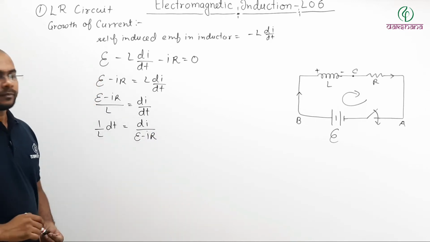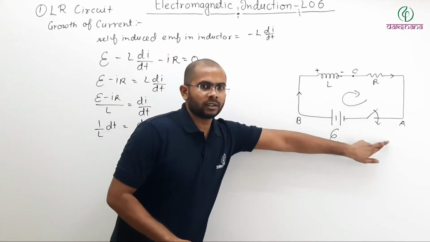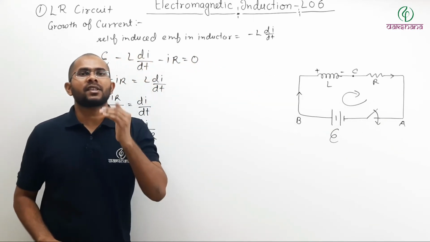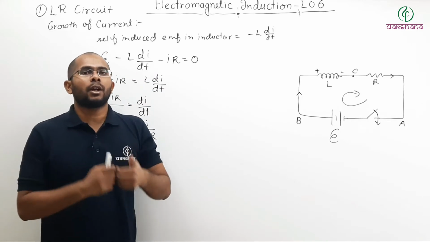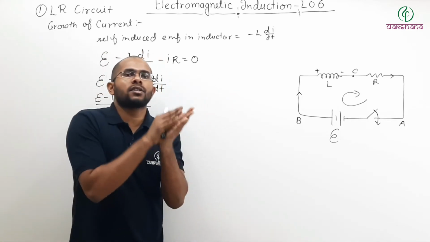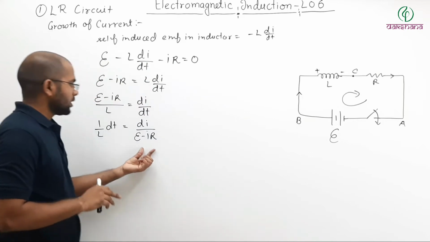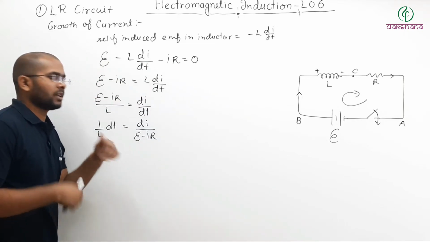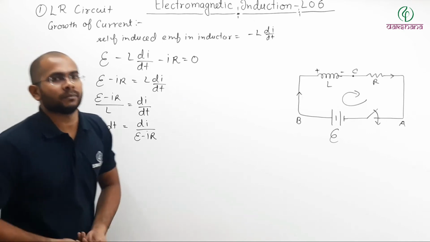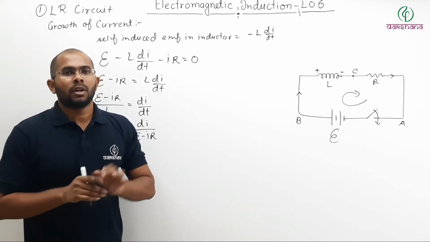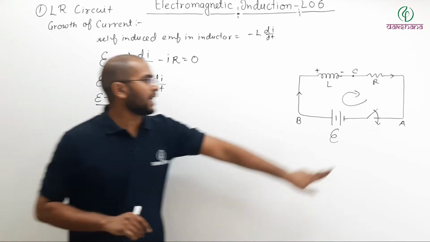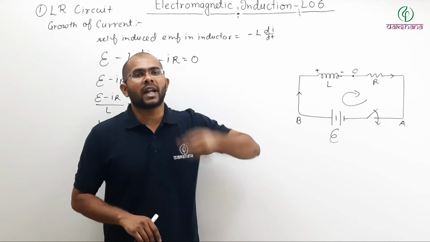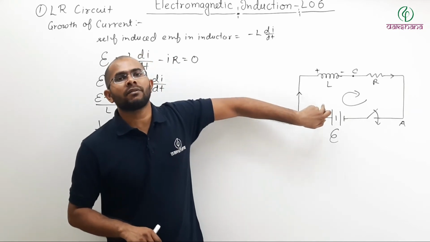Now see here, when you switch it on, current is increasing, but it takes some amount of time to become the maximum or stable value. So this current is not the maximum or stable value. This current will come out as a function of time. So what we are trying to do is that at t equal to 0, current is 0, and we are trying to write the current as a function of time.